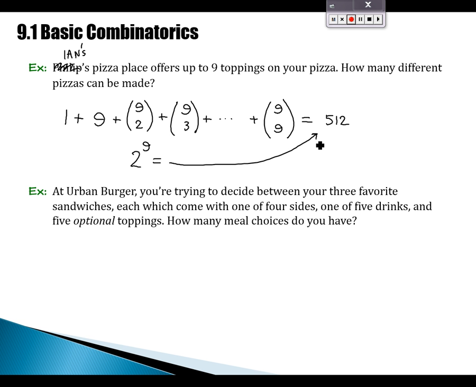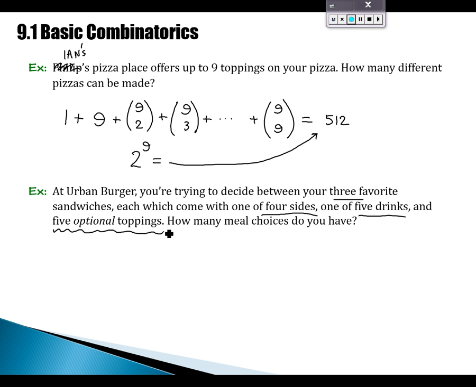But definitely a great way to compute this. Both work. I think we prefer the second way, though. Let's just say that. All right. We're at Urban Burger. I'm sorry, we're making you hungry today. You're trying to decide between your three favorite sandwiches. You're required to get a sandwich in this small world. You're required to get one of four sides, and you're required to get five drinks. But then I'm telling you right now that we have five optional toppings. No one's forcing you to have any of them if you don't want, okay?